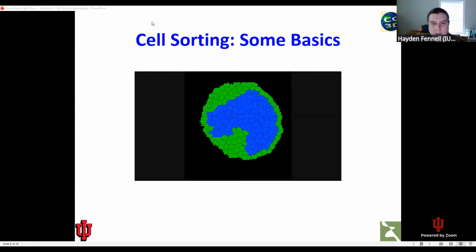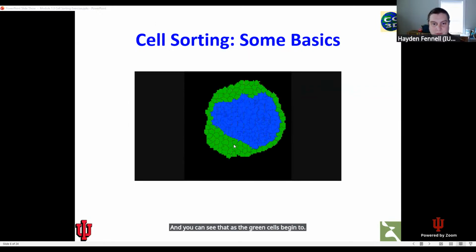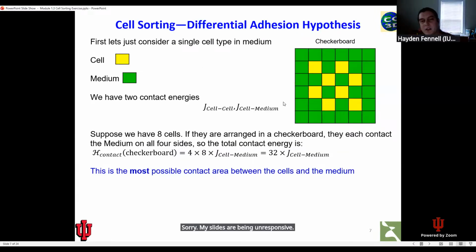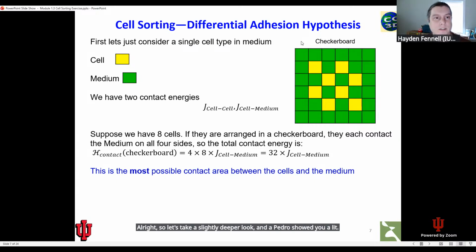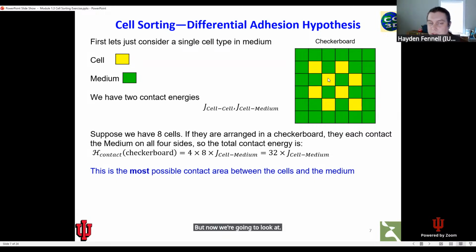And you can see that as the green cells begin to connect with each other, they continue to form into the engulfing membrane. All right, so let's take a slightly deeper look. Pedro showed you a little bit of this in the last session, but now we're going to look at the example of two cell types. So let's build up to that.